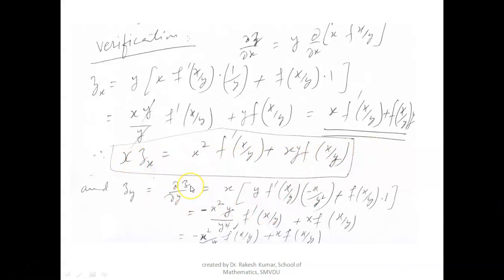Similarly, del y of z: so y will be outside and y into f, derivative of y into f of x upon y with respect to y. If I do this, I get this, and further expanding, I get this, and this will be equal to minus x square upon y, f dash x upon y plus x of f x upon y. Then y into zy is simply multiplying by y, I get this one, and hence x into zx plus y into zy is this one.